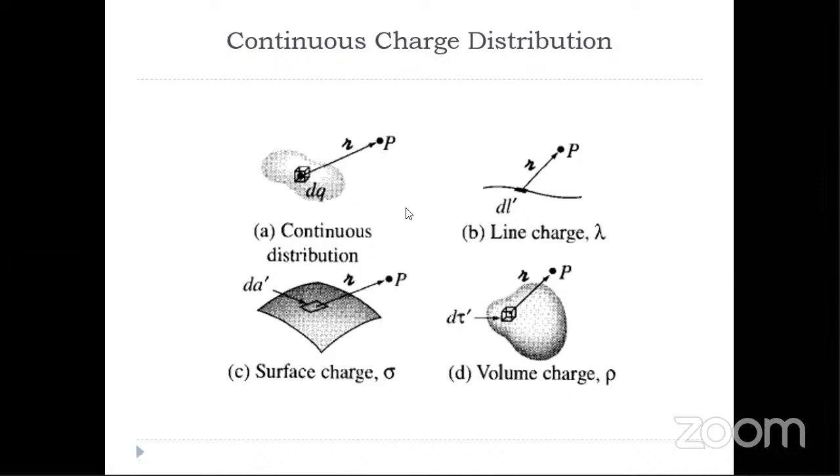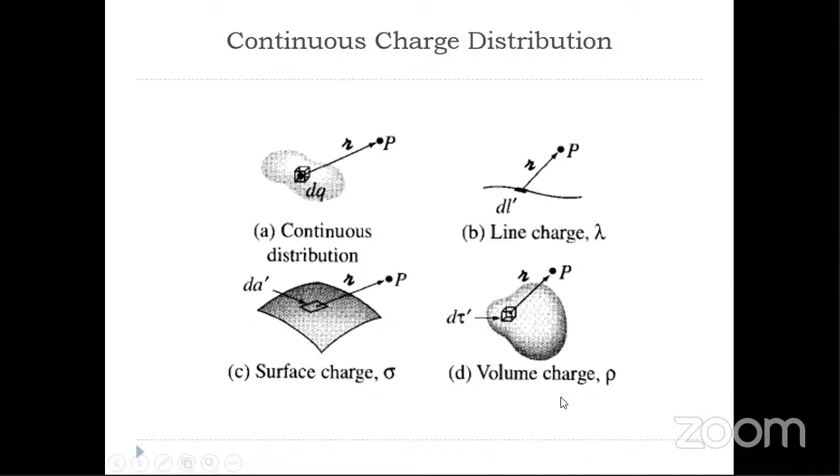Sigma will naturally be the surface density of charge. So how to calculate surface density of charge? Very simple. Sigma will be equal to the charge here, that is dq, divided by the area dA dash. So sigma is dq divided by dA dash. Lambda is dq divided by dl dash.